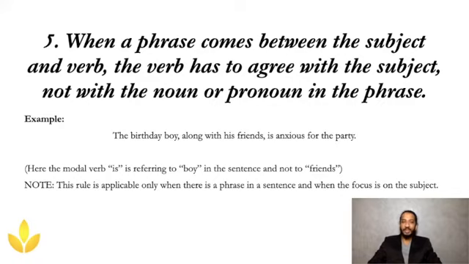So note that the rule is applicable only when there is a phrase in a sentence and when the focus is on the subject. So back to the example, the birthday boy along with his friends is anxious for the party. So the verb is referring to the subject, that is the birthday boy, the first part of the compound subject, because there is a phrase adjacent to it. If it was a word, it would be considered rule number 4 and the word is would become are.